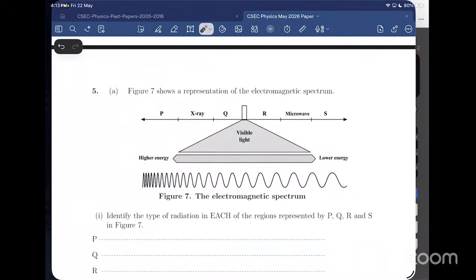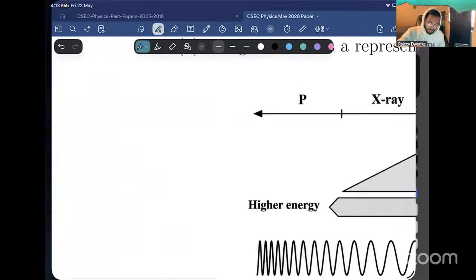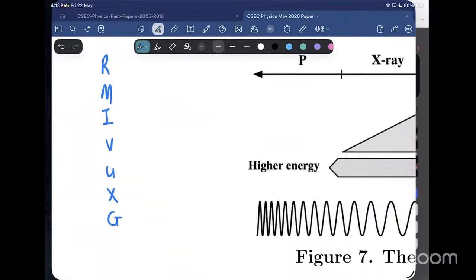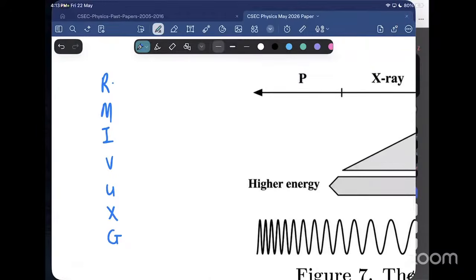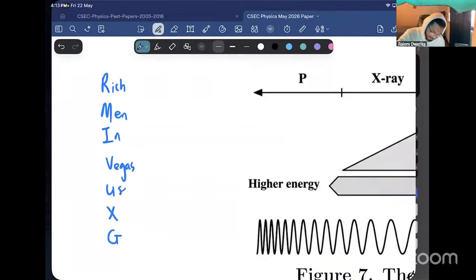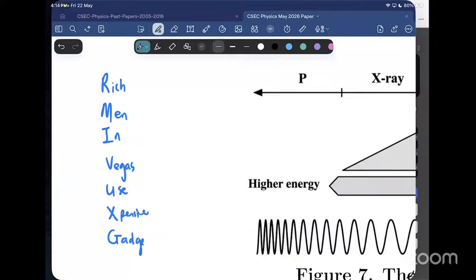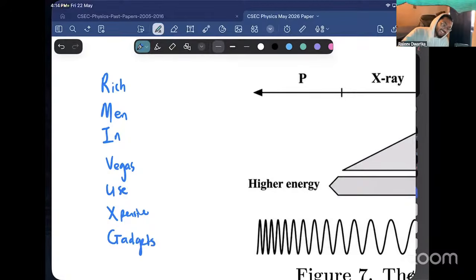So let's write it down fast. Rich men in Vegas use expensive guns. Hey, Nikolai, where would you want guns? I don't know. But sir, my friend used this and I use the Raging Martians. Okay. Someone was talking about a paper. The paper was given. I think she's here now. Is she here? No, I think she left.